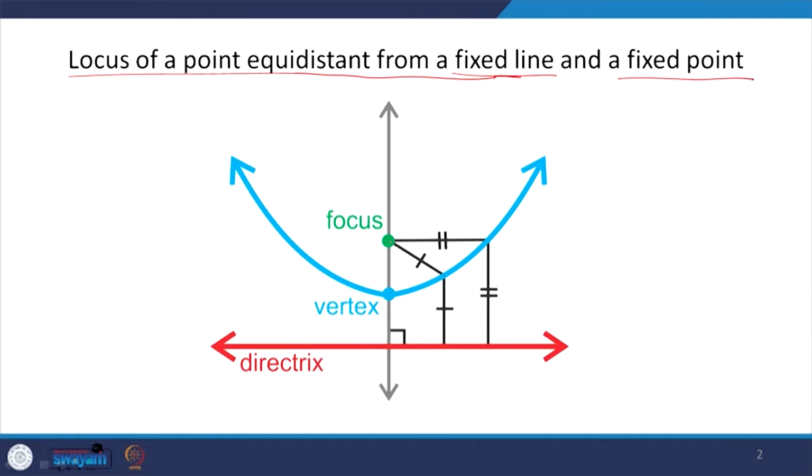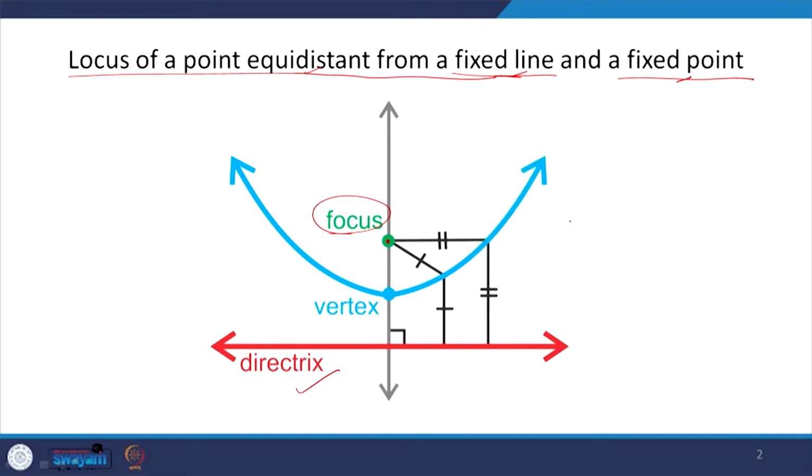So this is the fixed point which is called the focus of the parabola, and this fixed line is called the directrix of this parabola. Now the path, the locus of this point which is at equidistance from these two is a parabola.